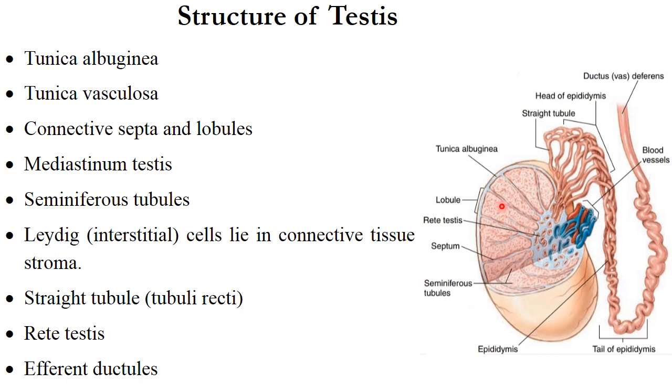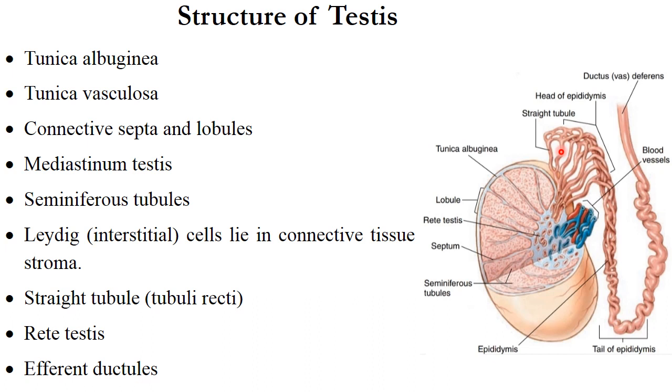there is presence of seminiferous tubule. So these are the lobules in which about 1 to 4 highly coiled seminiferous tubules are there, and these seminiferous tubules are surrounded by connective tissue stroma, and within the connective tissue stroma we have Leydig cells or interstitial cells.